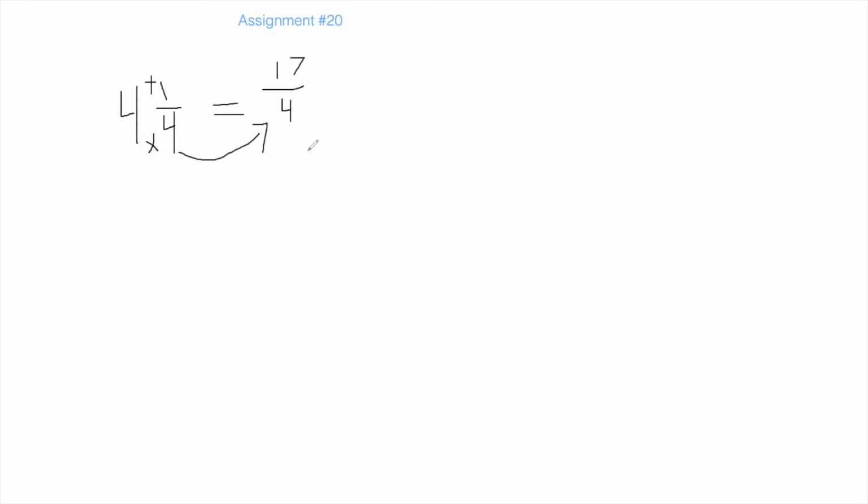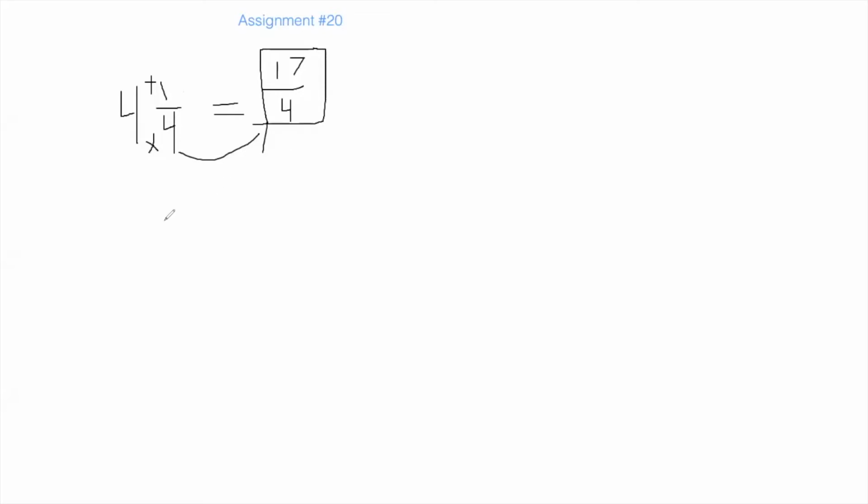And that's it. So your answer is 17/4. The only other extra step is to make sure that you can't simplify this anymore. So in this case, you can't simplify it any more than that. So you're done. That is the answer. So 4 and 1/4. So 4 times 4 plus 1, and then that'll be the top number. And then the bottom number is going to be the same as the bottom number over here. So that part is pretty easy.